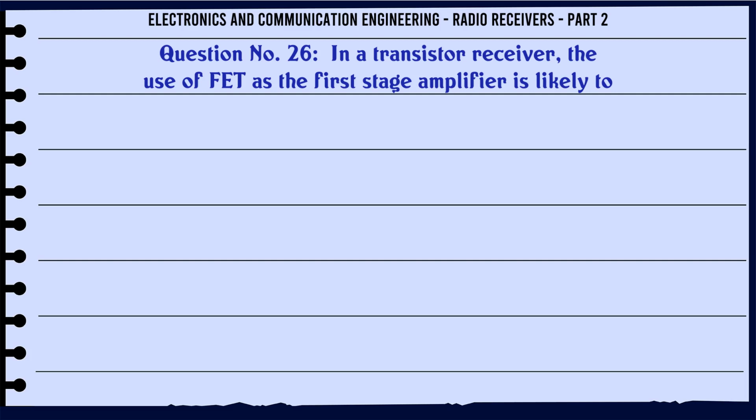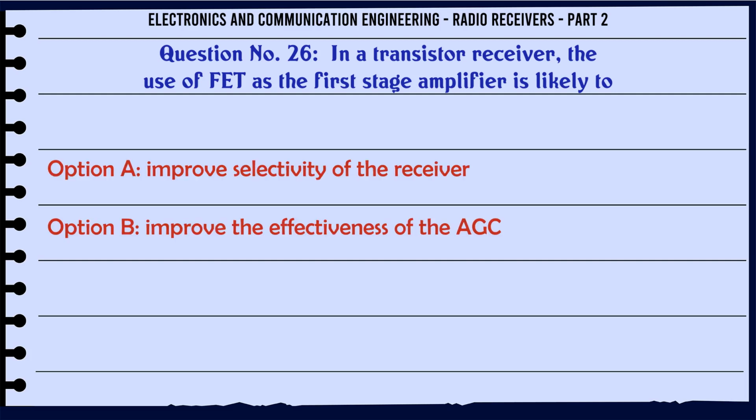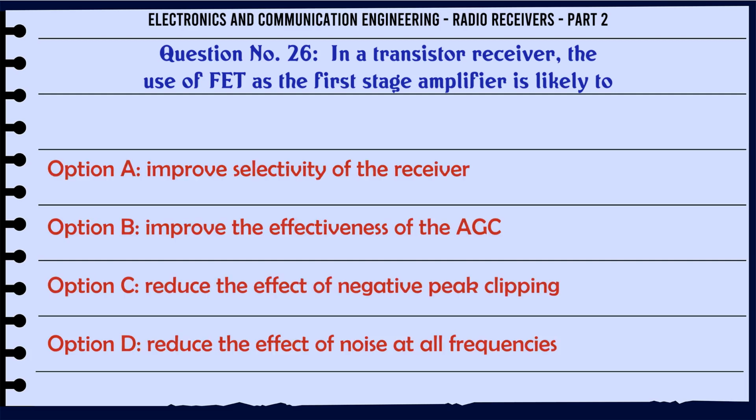In a transistor receiver, the use of FET as the first stage amplifier is likely to: A. Improve selectivity of the receiver. B. Improve the effectiveness of the AGC. C.